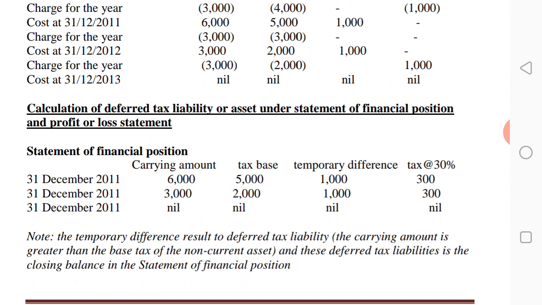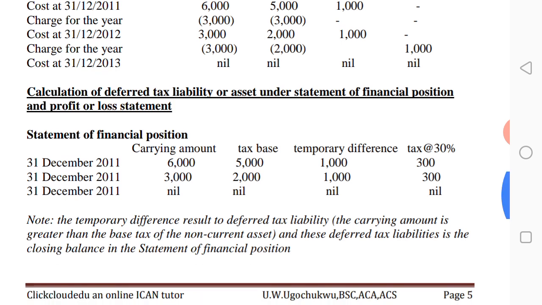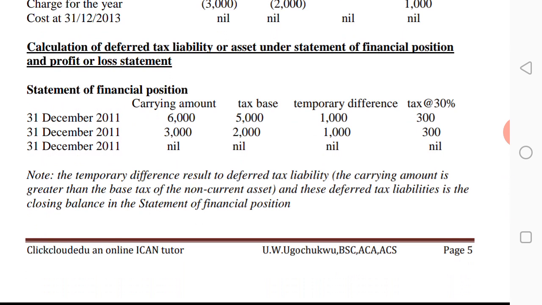And I've told us that when the carrying amount of an asset is higher than the tax base, the temporary difference will lead to what? Will lead to a deferred tax liability when you multiply the tax rate on it. When the carrying amount is higher than the tax base, it will lead to a temporary difference which will be a deferred tax liability. So we have a deferred tax liability of 300, then another 300 for 2011, 2012, then 2013 is nil.